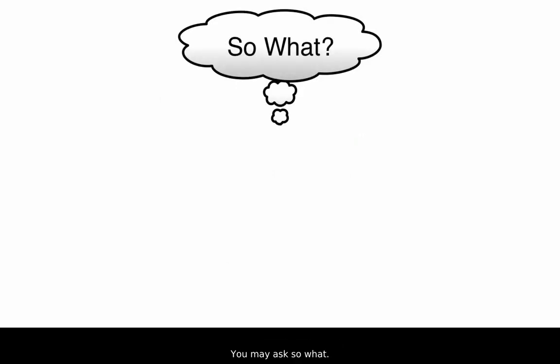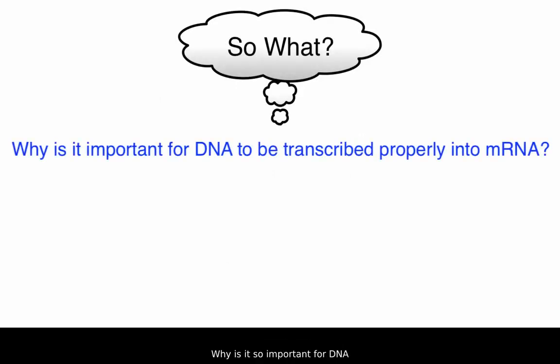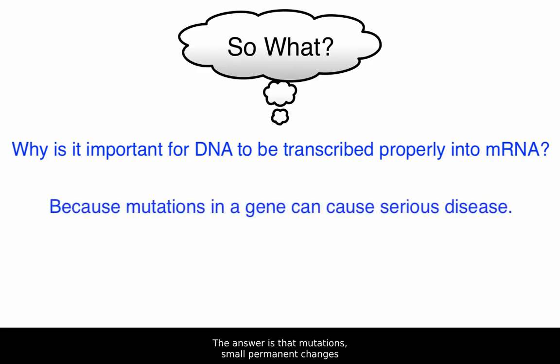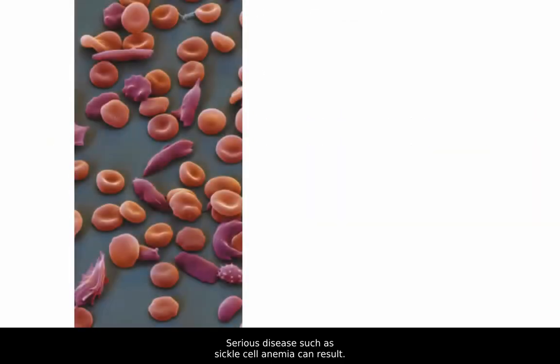You may ask, so what? Why is it so important for DNA to be transcribed properly into mRNA? The answer is that mutations, small permanent changes in the nucleotide sequence of a gene, can have major impacts on health. Serious disease, such as sickle cell anemia, can result.